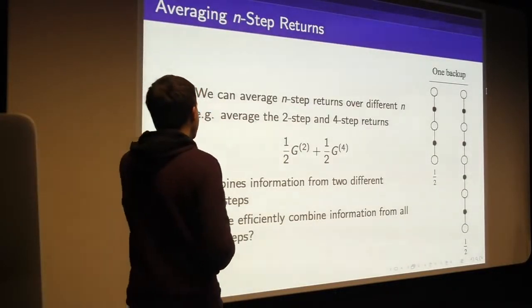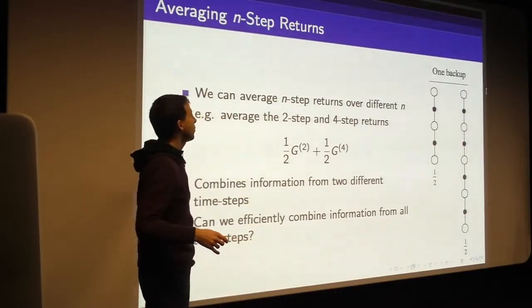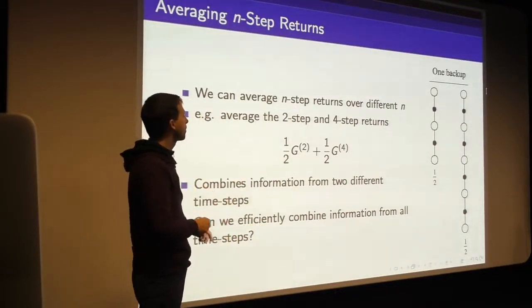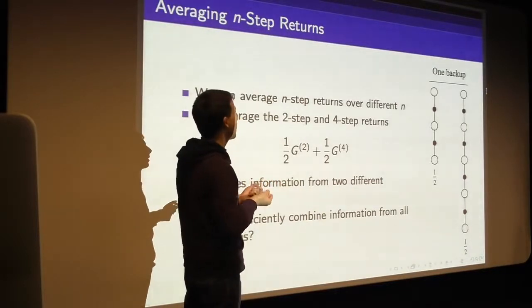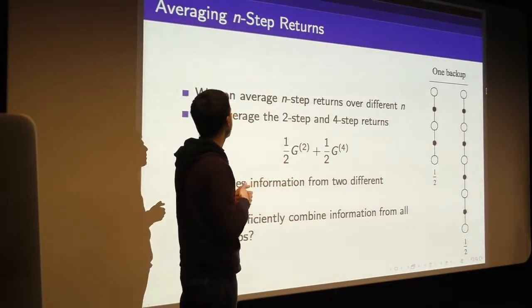So how do we do that? Well, the way to do that is to notice that we can average over these n-step returns. We don't have to just commit to one of them. We can actually take a target which combines multiple n-step returns together.